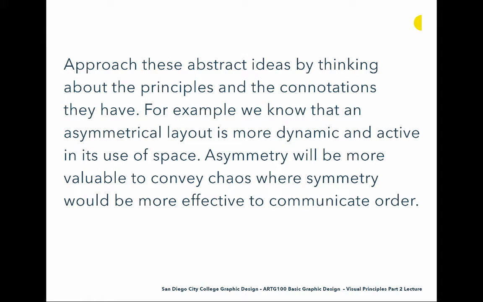You want to approach these abstract ideas by thinking about the principles that we learned in the first part and the connotations they have. I talked about some of these in that lecture, so you could consider watching it again. For example, we know that an asymmetrical layout is going to be more dynamic and active. Asymmetry is going to be more valuable for conveying chaos than symmetry. It would probably be almost impossible to convey chaos with symmetry. So think about the way that those concepts stack and what they really mean and how you can leverage what you know about those to apply to the words that you'll select for the second half of this assignment.